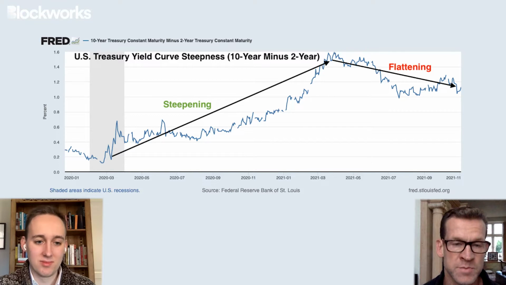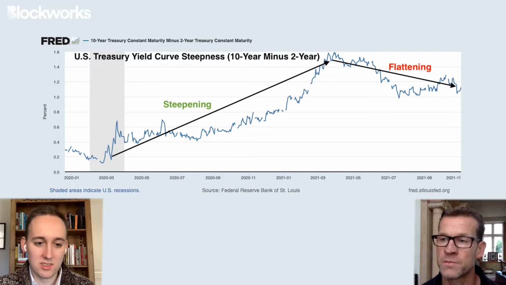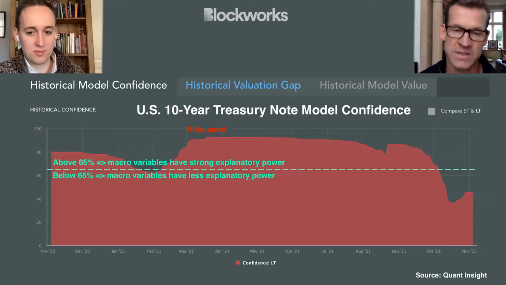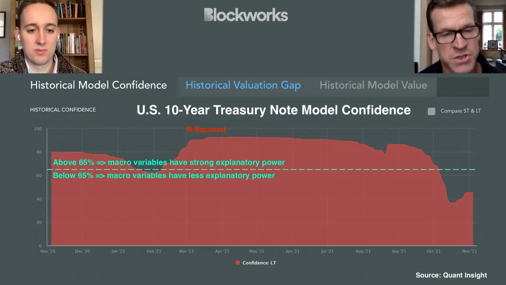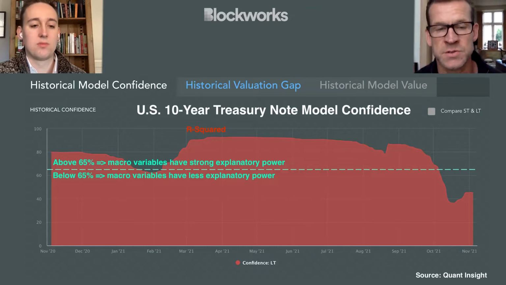And obviously October has been ugly. And I think you've seen a lot of pain and probably a lot of position capitulation. And as macro variables have stopped explaining some of the moves in interest rate markets, that's why our model confidence number drops, and why it's maybe positioning or sentiment or flows that are driving those models instead.